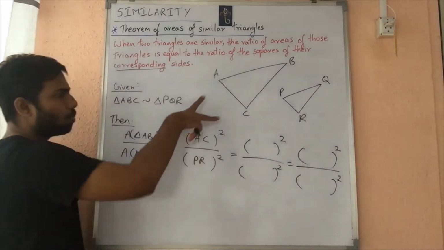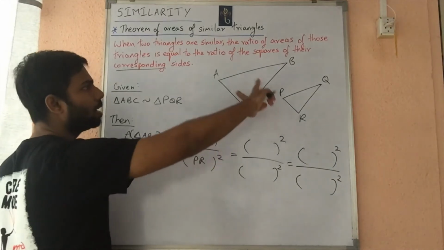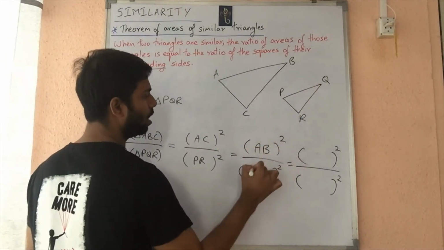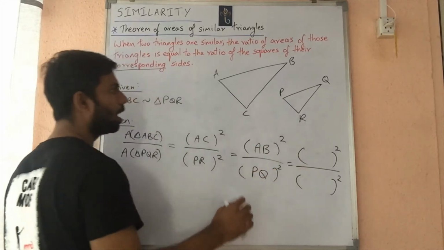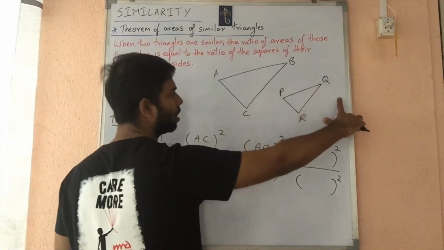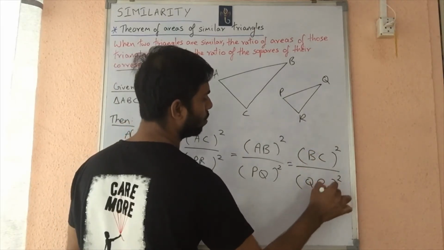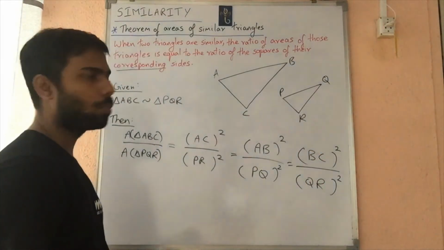Okay, so one corresponding side pair is AC and PR. Next could be AB and PQ, right? And last is BC and QR. So this is your theorem. Okay, what is the theorem?